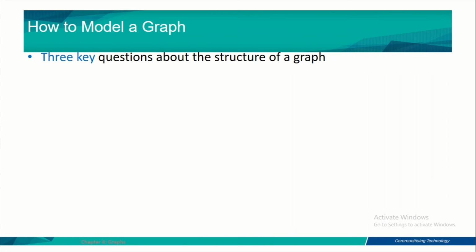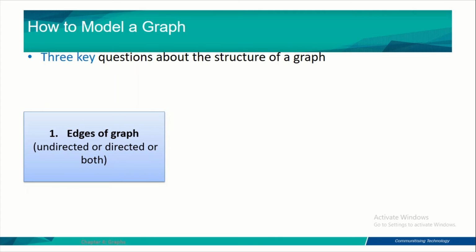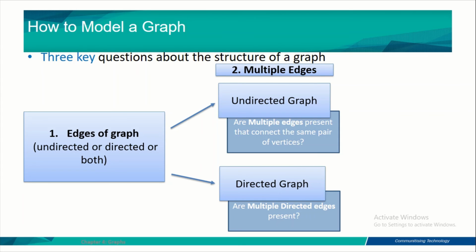So how to model a graph? There are 3 questions about the structure of a graph. The 3 keywords. The first one is the edges of the graph, whether they are undirected or directed or both. The second one is the multiple edges, whether multiple edges are present. And the third one is the loop, whether loops are present. So there are 3 questions to find: first is the edge, second is the multiple edge, and third is the loop.